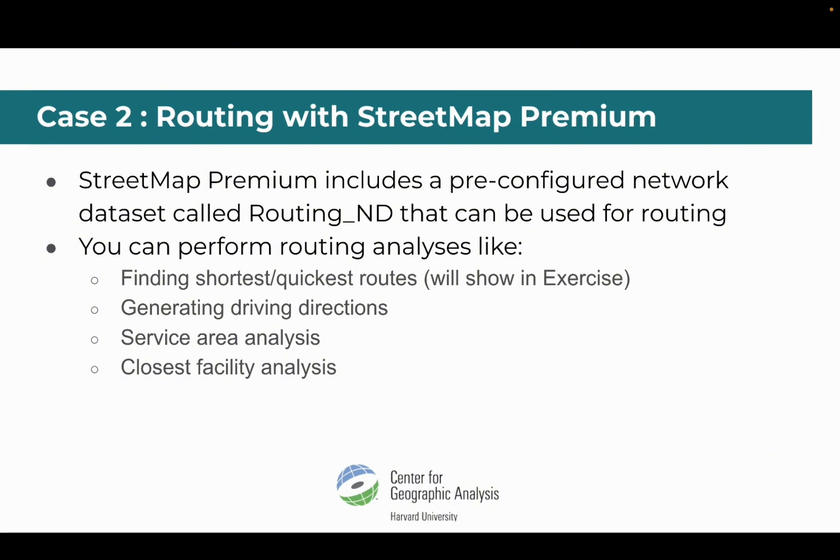And why do we use StreetMap Premium to route? That's because StreetMap Premium includes a pre-configured network dataset called routing ND that can be used for routing. And you can perform routing analysis like finding shortest or quickest routes. This is what we will do in exercise 4 later. Or generating driving directions, service area analysis, and closest facility analysis.